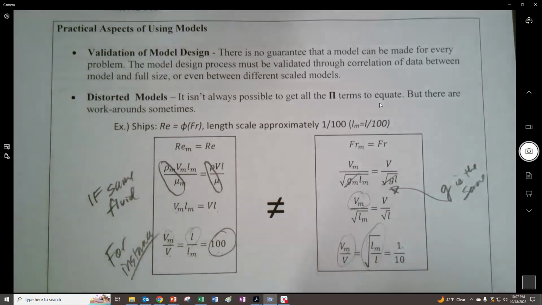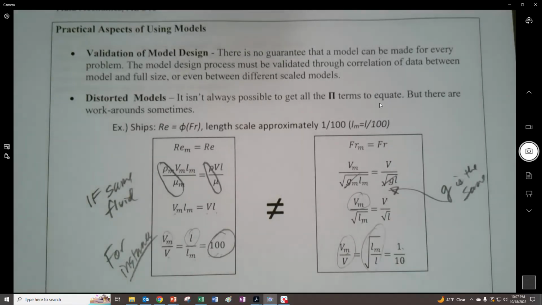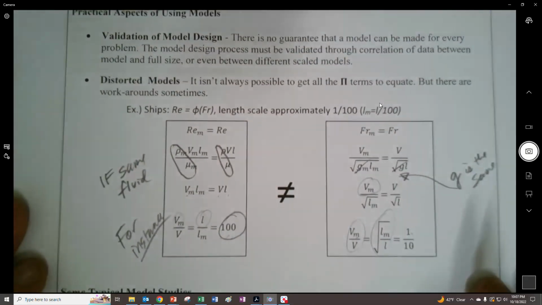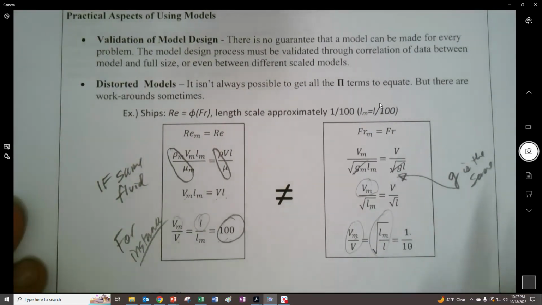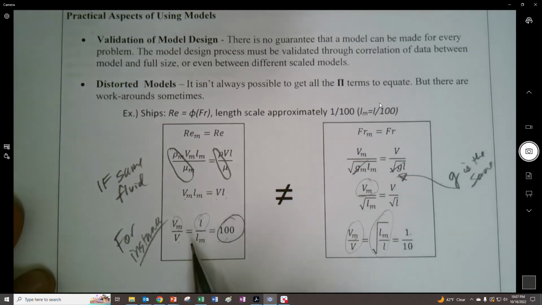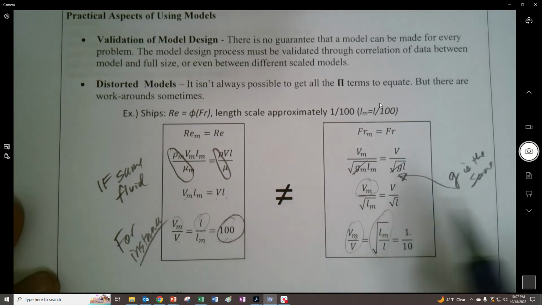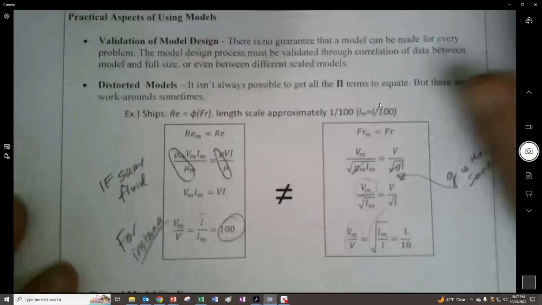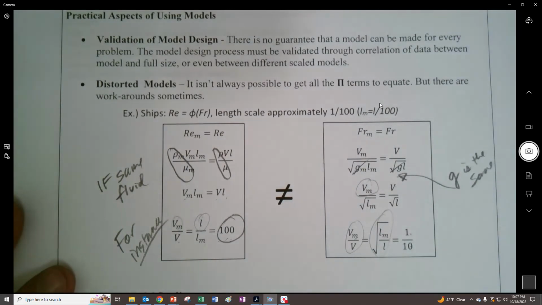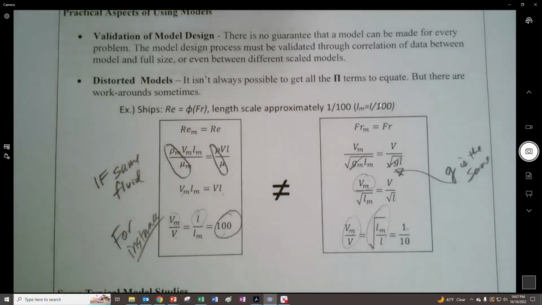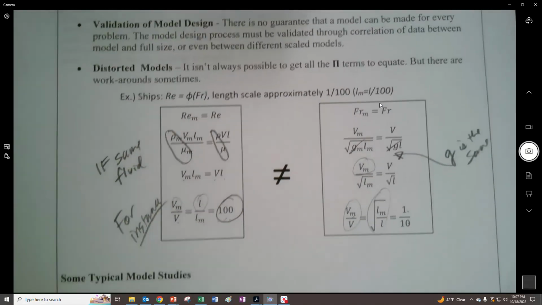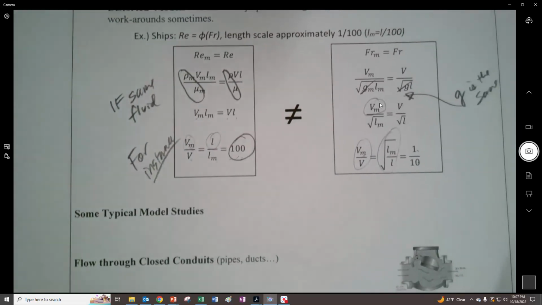But we also have to do workarounds that are possible to get around this. Sometimes it might be a little more complicated than we need to discuss in our class, but we will find that it's possible to back out, to take data and from that data extract what the influence of the distorted model was to correct the data. That's as much as I would want to go into that for towing tank tests.